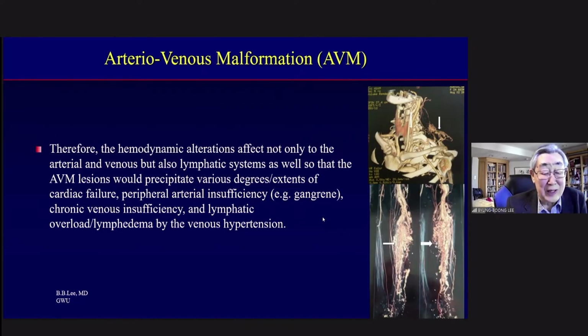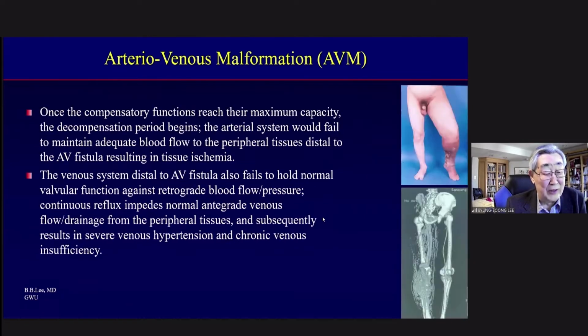Therefore, the hemodynamic alteration affects not only the arterial and venous, but also the lymphatic system as well, so that the AVM lesion would precipitate various degrees or extent of cardiac failure, peripheral arterial insufficiency, chronic venous insufficiency, and also lymphatic overload as well. Once the compensatory functions reach their maximum capacity, the decompensation period begins.